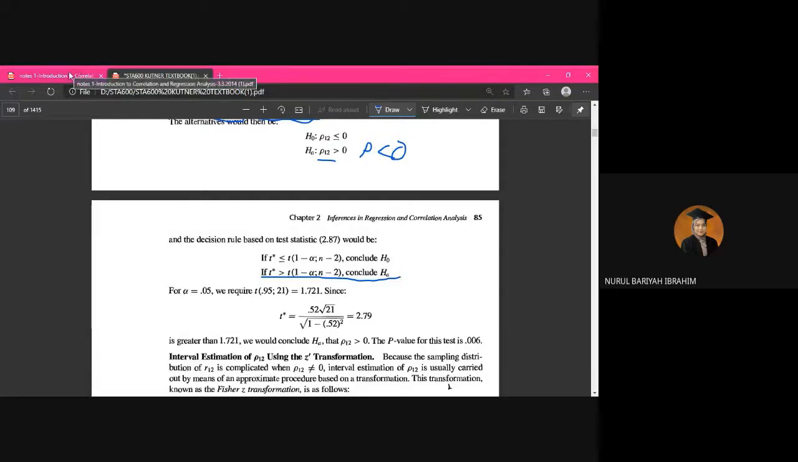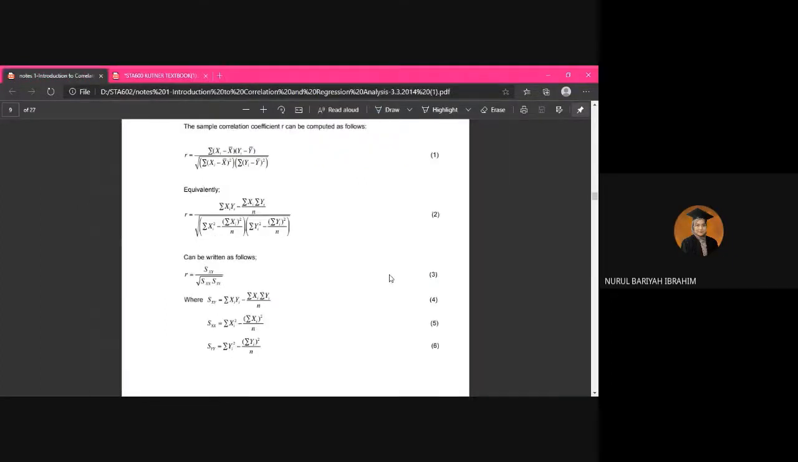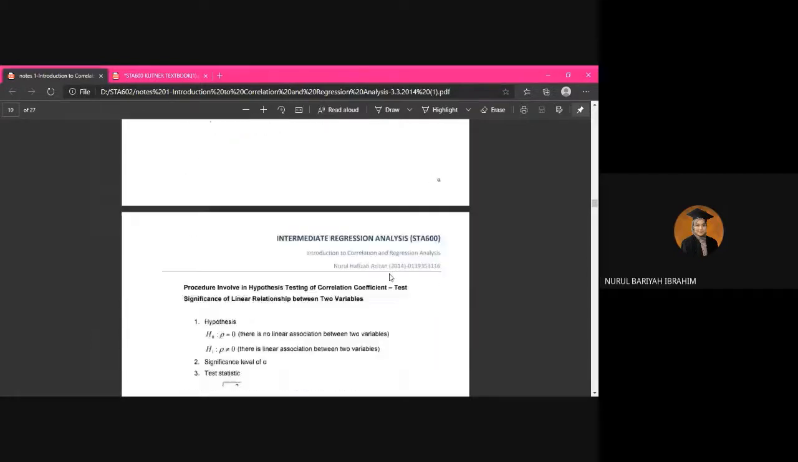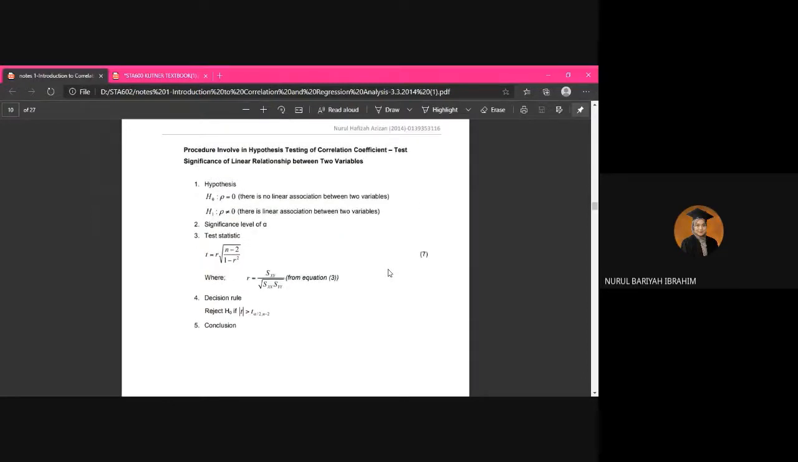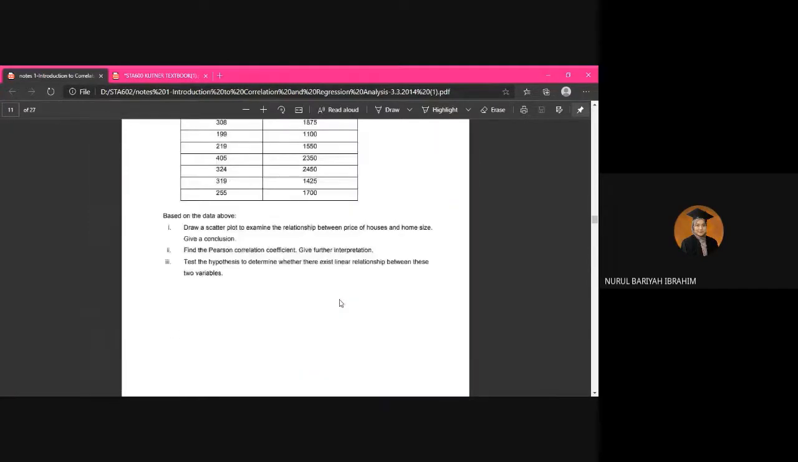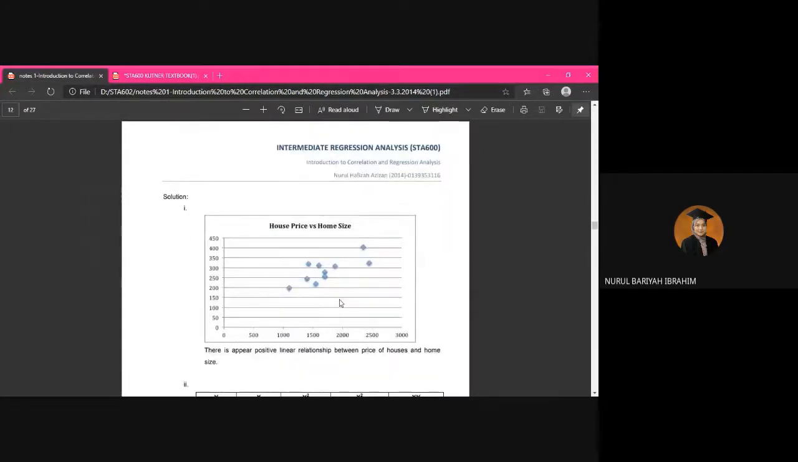to make sure your two variables x and y are linear, have the linear relationship or not. Okay, ini contoh sama juga macam tadi. Okay, let's see the example.